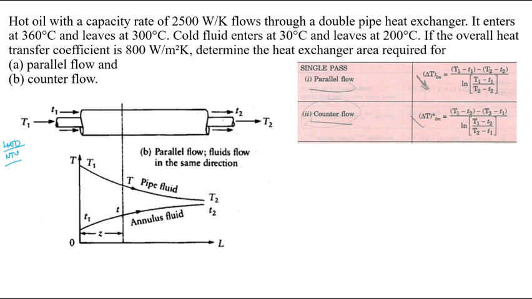We can discuss that. In that problem, first we note the conditions of the problem. Here the hot fluid, a hot oil with a capacity rate of 2500 watt per Kelvin. You know what the capacity rate is? I will tell you later. That flows through a double pipe heat exchanger. It enters at 360 degrees Celsius and leaves at 300 degrees Celsius. Here it is called a hot oil, and the hot oil flows inside.